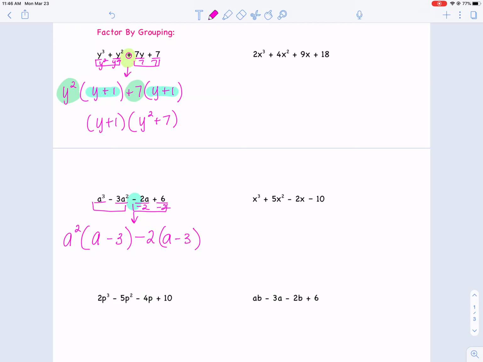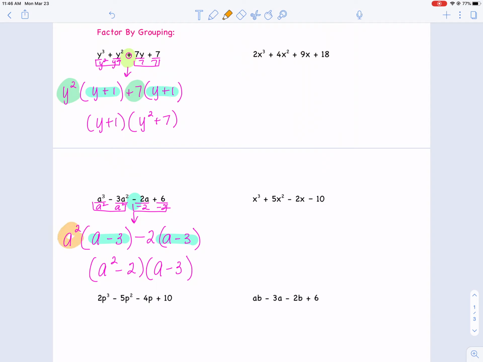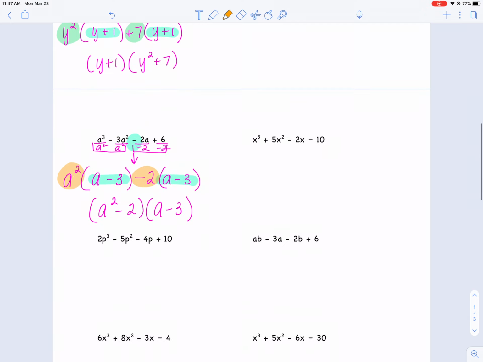So I divided these two by the GCF of a squared and the other two by my GCF of negative 2. Now again, the order of this doesn't matter, but you notice these match. So you know one of your factors is a minus 3. Your other factor is a squared minus 2. Your other two GCFs, this guy with this guy. That's why it's very important for you to bring the sign down in front of your second two terms.